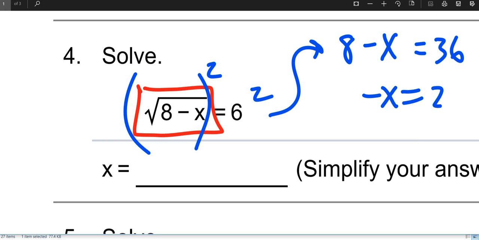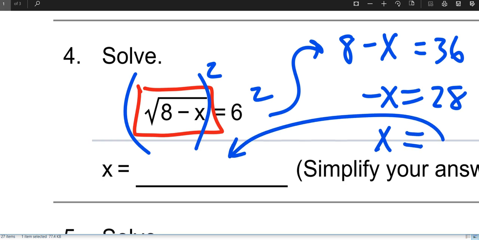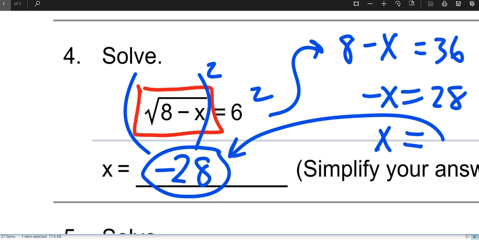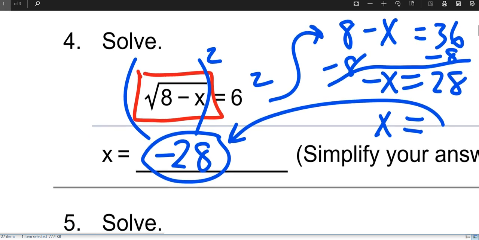Close. 28. What does that make positive x equal? Negative 28. Thank you very much. Yep, all you would do is divide by -1 on both sides. I didn't think you'd be all that confused by the subtracting 8, which is why I didn't write it down, because I thought, let's see what they can do.